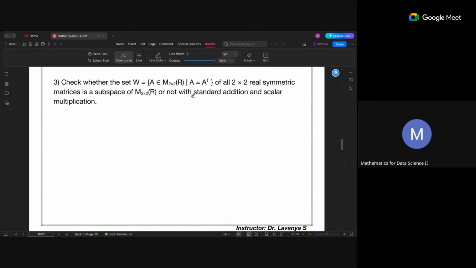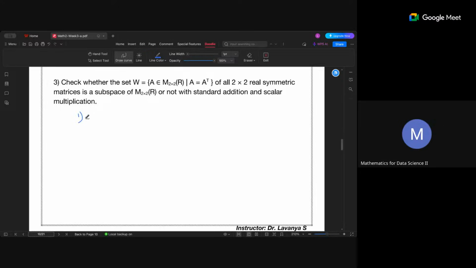Okay, so this is not a subset of any Euclidean space R2, R3 or anything. This is a subset of a matrix set. Now we have W, which is the set of all 2 by 2 matrices that satisfy the condition A equal to A transpose. So it means we are considering the set of all symmetric matrices. Now, is this a subspace or not? How do you verify? What is the first step?